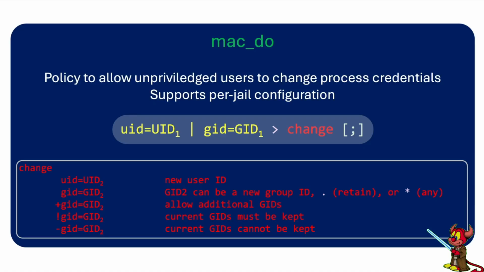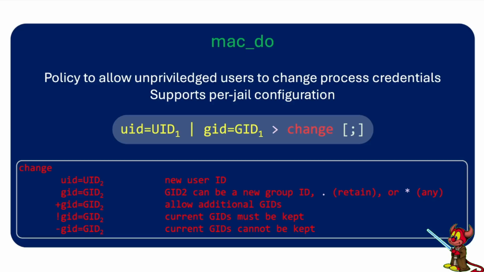The policy is written as a user ID equals the first user ID that the policy applies to, or the group ID, followed by a greater-than sign, and then what I call the change. We're going to see more about the change, and you can glue several of these policies together with a semicolon.